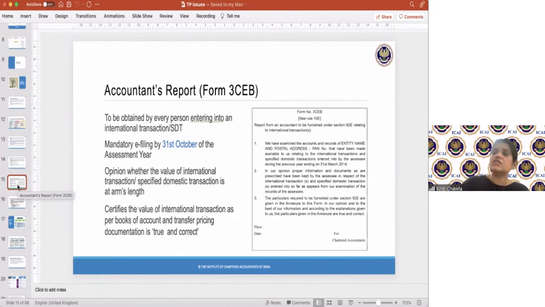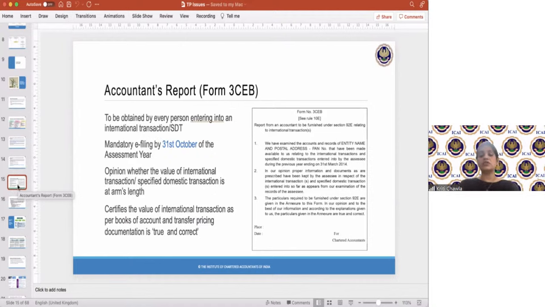For SDTs, you will have to see whether it is more than 20 crore or not. If it is more than 20 crore, then you need to file Form 3CEB or the transfer pricing return. So what I'm really trying to say is that the transfer pricing return depends on the applicability. In a particular situation, if transfer pricing is applicable, the transfer pricing return is to be filed.